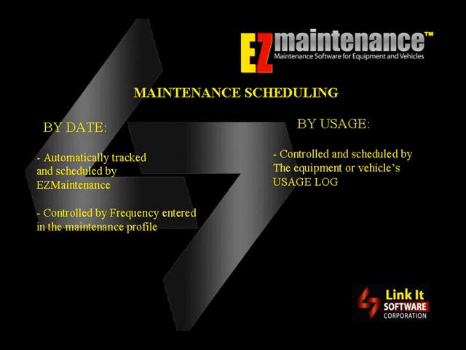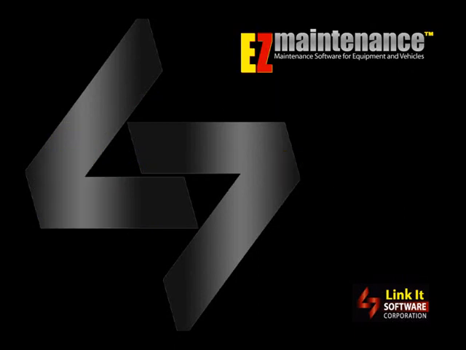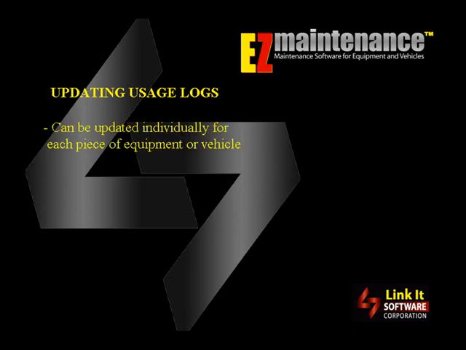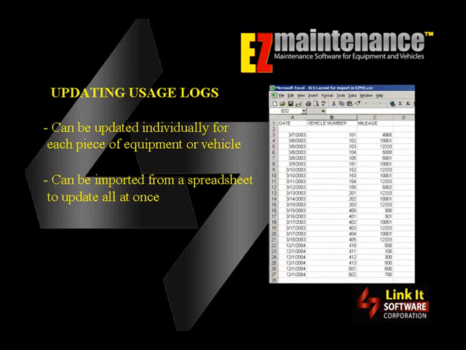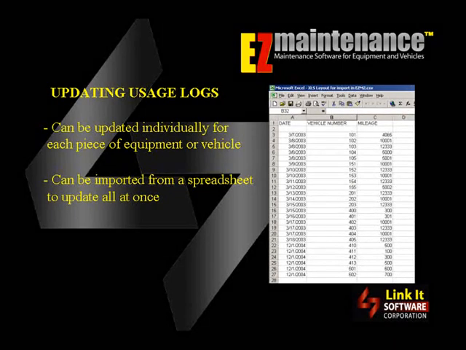There are two ways to enter mileage and hours of use information to update maintenance schedules. One way is to select each piece of equipment or vehicle individually and input mileage or hours data as required. A second way, which can be very convenient if you have a large number of pieces of equipment or vehicles, is to set up a spreadsheet and enter all of the hours or mileage for equipment and vehicles on that spreadsheet and then simply import it periodically into Easy Maintenance.